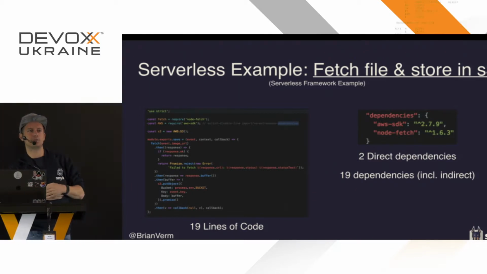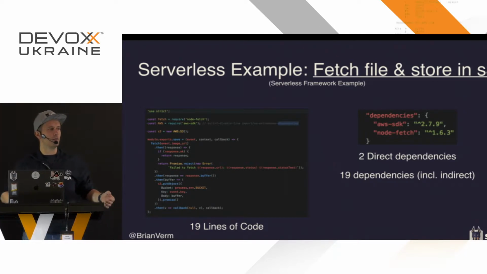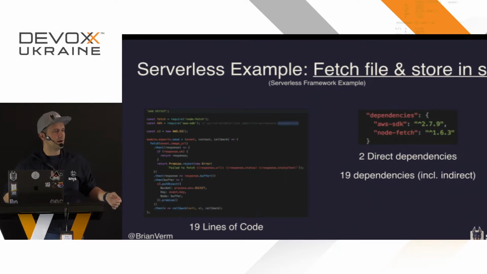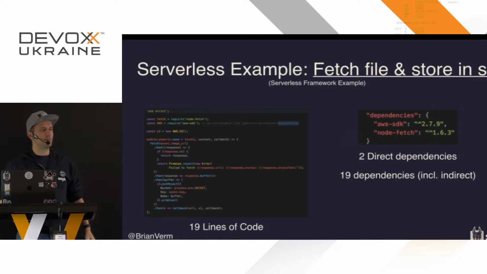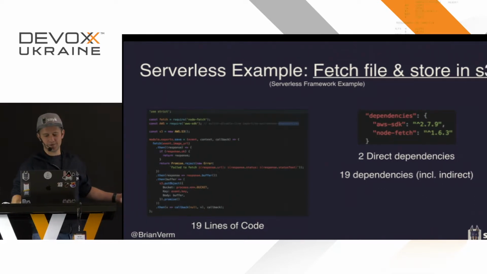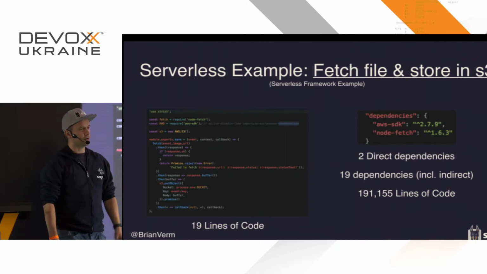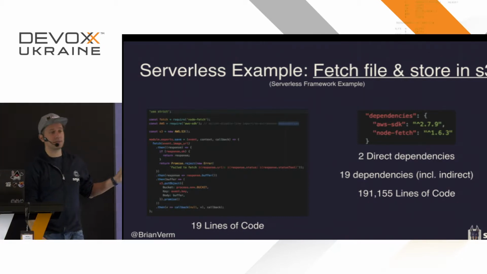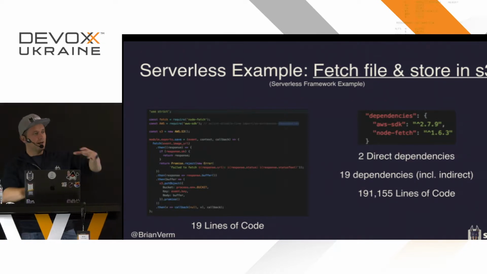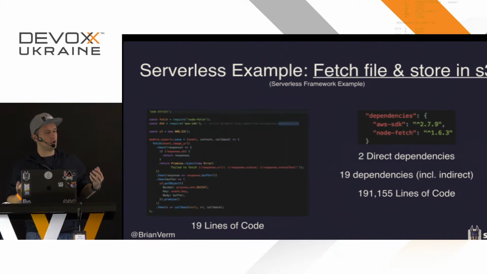How many lines of code? Guess, scream. What do you think? 1,000 or 100? 500,000? Yeah, I know Node is bad, but it's not that bad. I said it was easy to make fun of Node, but no. It's almost 200,000 lines of code. 19 lines of code, serverless application. We're using the AWS SDK, which creates a whole bunch of stuff we don't know, and we just use.